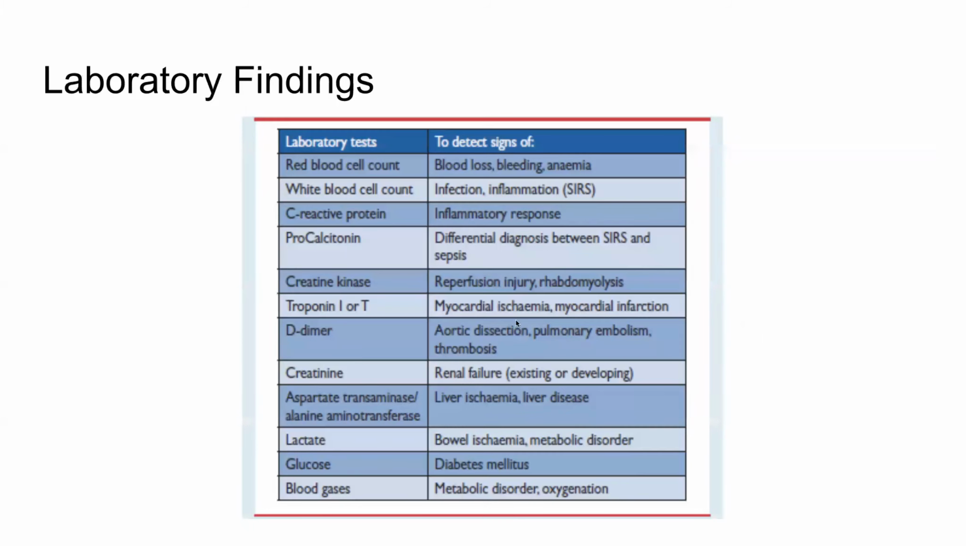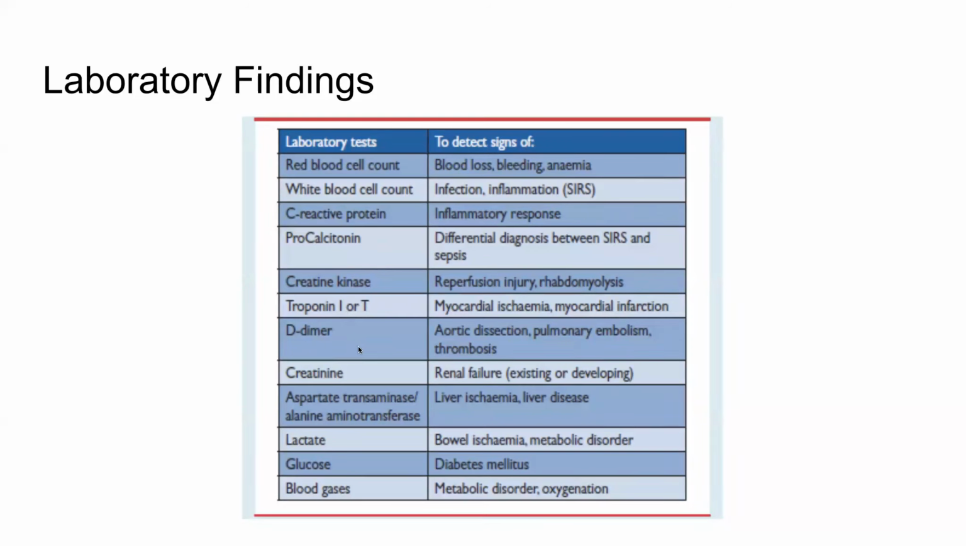Okay, so this shows you some of the lab changes you may see in patients with aortic dissection, and generally laboratory tests are not going to help you diagnose. They're going to help you assess. Hemoglobin and red cell count, white cell count, CRP may be elevated. Procalcitonin may help you to differentiate it from sepsis. Troponin is going to be elevated whether they have aortic dissection or pulmonary embolism or they're having a coronary event. So troponin does not help you differentiate. It helps you assess their risk and the severity of their condition.